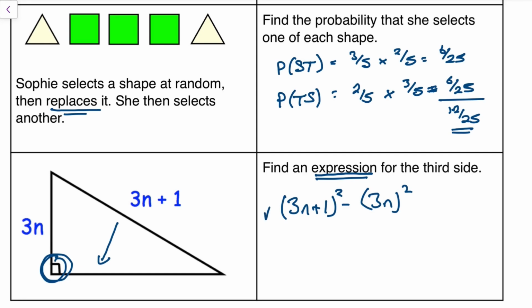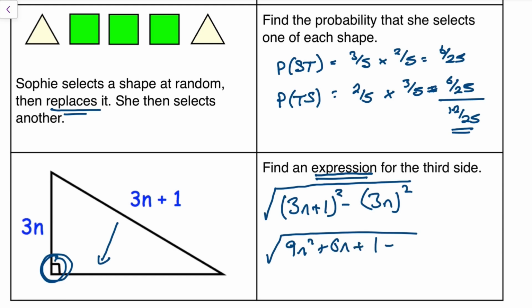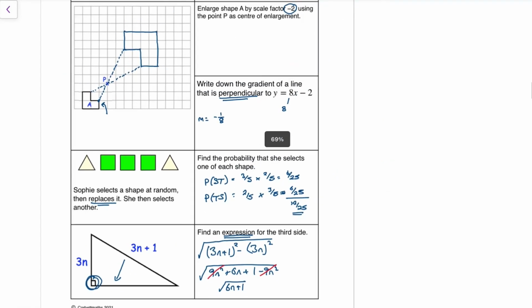I should also know, by the way, of course, I need to take the square root of this because it's Pythagoras, isn't it? Let's try and tidy this up. So it's going to be the square root of 9n squared plus 6n plus 1 minus 9n squared. The 9n squareds cancel, and that just leaves behind, it does look a lot better, doesn't it? 6n plus 1. And that's going to be my final answer. I can't simplify that anymore.